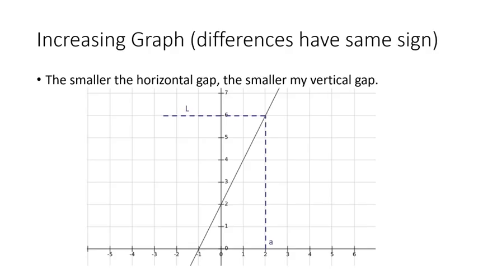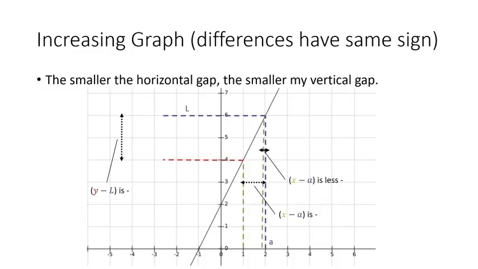Let's go back to the example, which is an increasing graph. We can see that when we have a pretty big horizontal gap, we're going to have a pretty big vertical gap. When we have a pretty small horizontal gap, we're going to have a pretty small vertical gap. In this case, the difference x minus a gets less negative as my gaps get smaller. And the difference y minus L also gets less negative as my gaps get smaller. The differences have the same sign for an increasing graph.